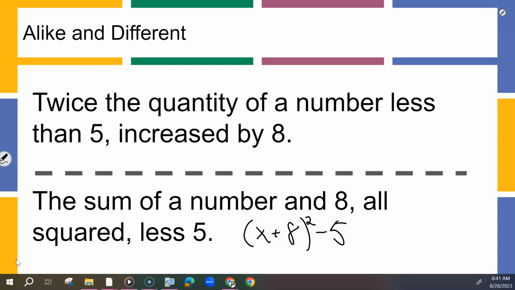So the sum of a number, we're calling that x, and 8, so we're adding those together, all squared, so these should be in parentheses, squared outside, less 5, yes. Anyone translate the second one? Even if it's wrong or you don't think it's right, still give it to me.